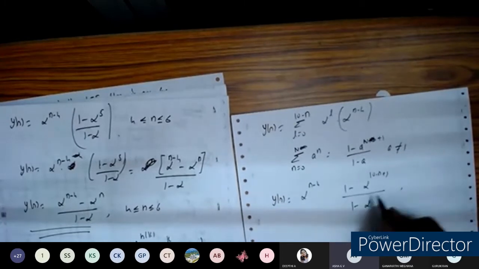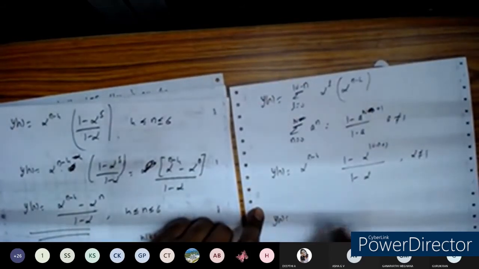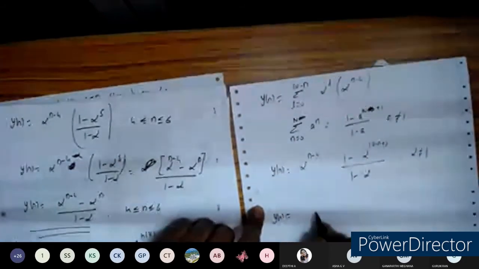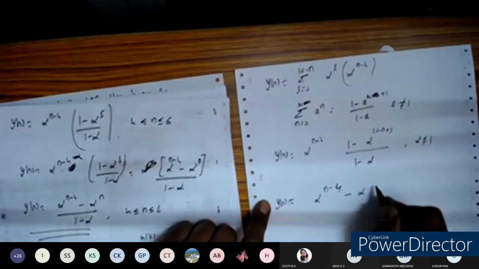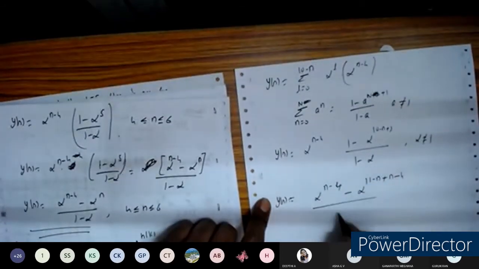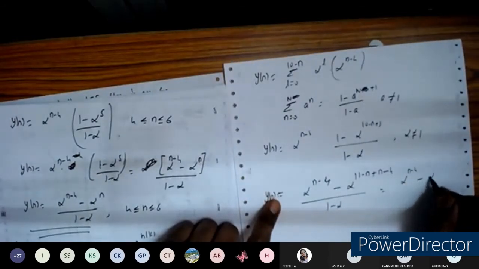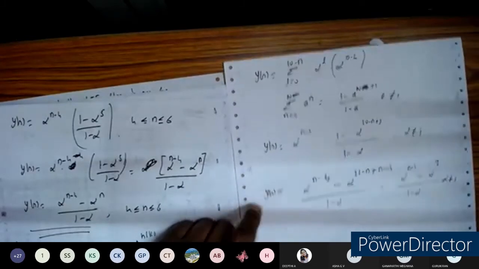n plus 1. Okay. So 1 minus alpha to the power of 10 minus n plus 1 divided by 1 minus alpha, provided alpha should not be equal to 1. So y of n, 10 minus n plus 1 will become 11 minus n. Let us multiply alpha to the power of n minus 4 to the entire terms. So alpha to the power of n minus 4 minus alpha to the power of 11 minus n plus n minus 4 divided by 1 minus alpha. So this will become alpha to the power of n minus 4 minus alpha to the power of 11 minus 4, which is 7, the minus n plus n get cancelled, divided by 1 minus alpha, provided alpha should not be equal to 1.